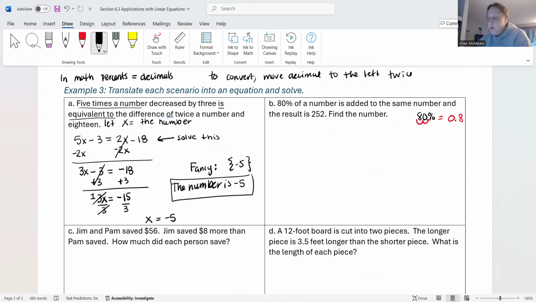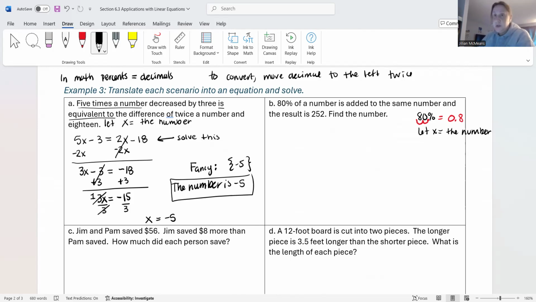Okay. Now what we want to do is assign our variables. So we're going to let x equal a number. We don't know what this unknown number is, we just know it's unknown. So we're going to let x equal the number. Okay. And now we want to translate and get some kind of equation.